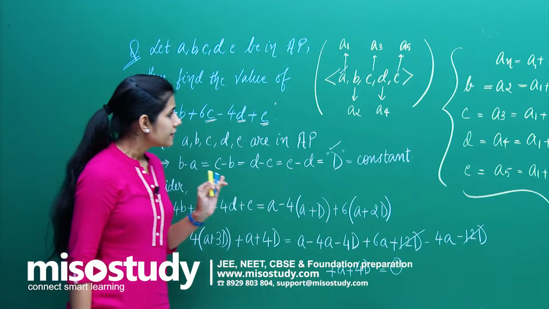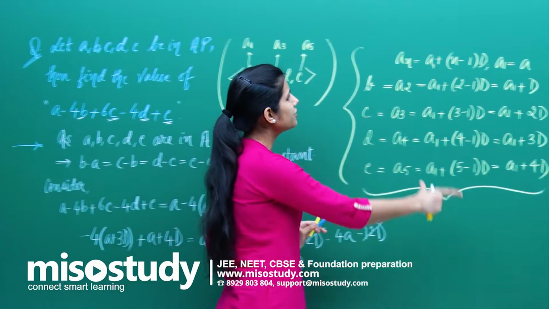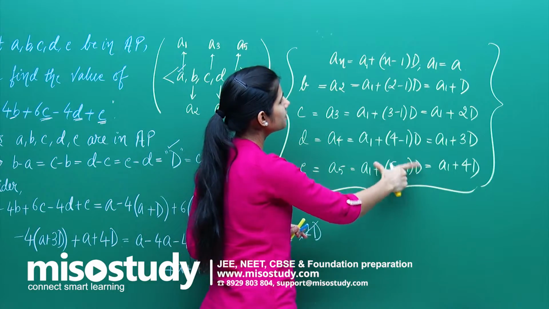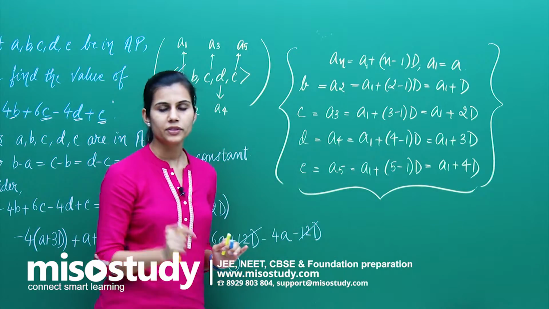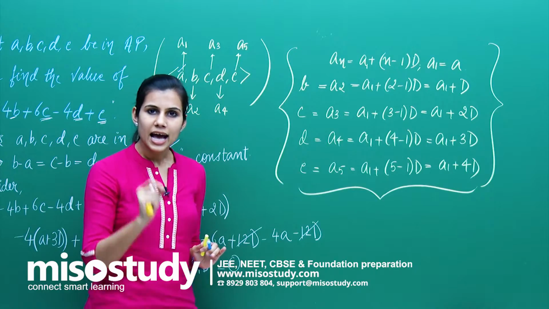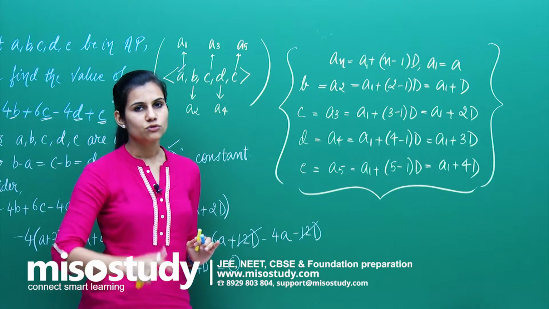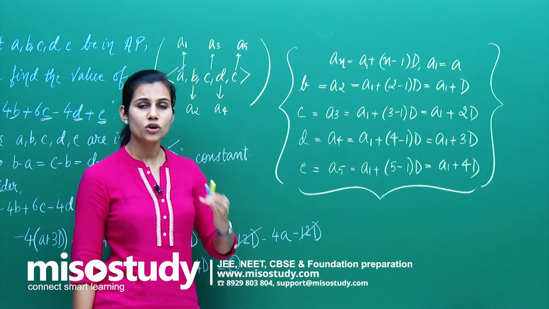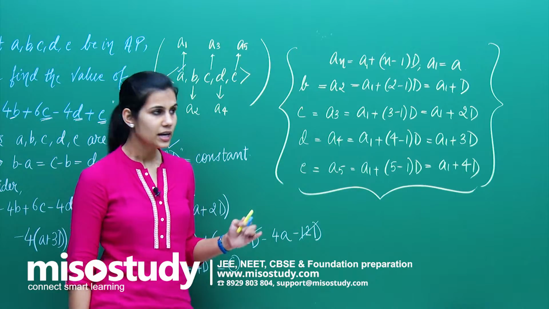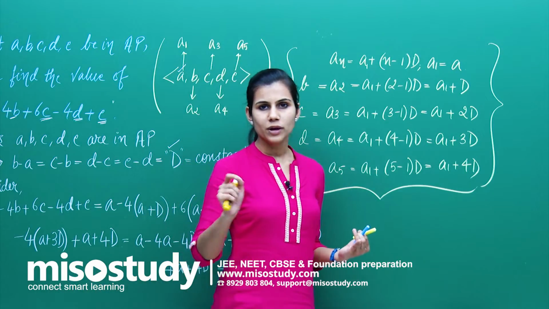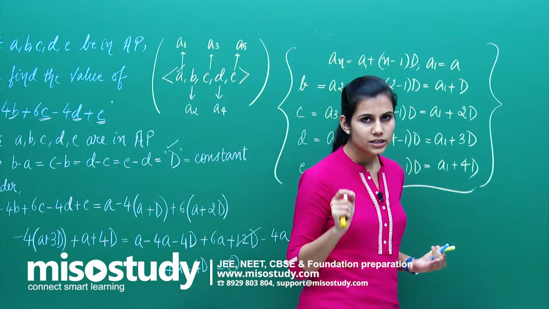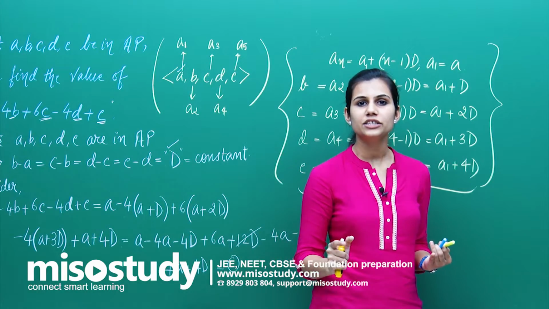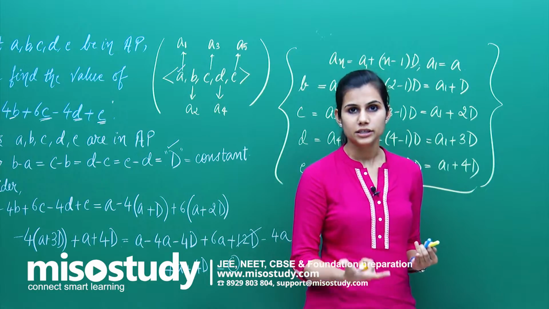Understood? That's how the concept of the general term, understanding how each term can be written in terms of the first term and the common difference, happens to be the very rescue to many of the problems. So the general term concept is very important. Apart from the general term, there is one thing which is utterly asked and is also something to be understood, related to the sum of terms.